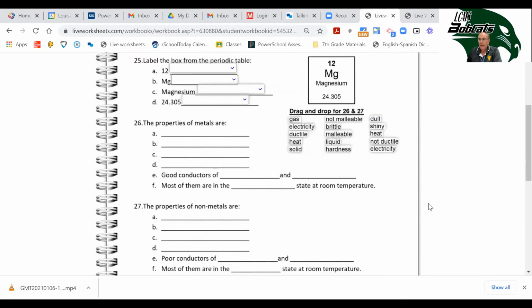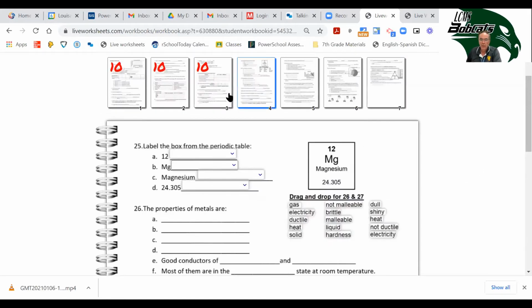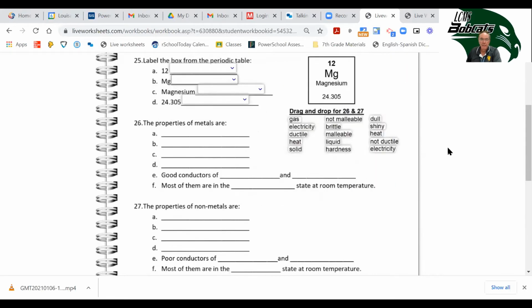Okay, welcome back. This is the second day of review of the study guide. Today we're going to be doing pages 4, 5, 6, and 7. Last few pages of this thing. Okay, so it says, label the box from the periodic table.